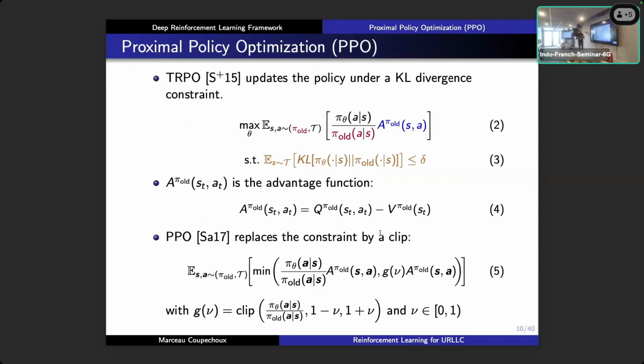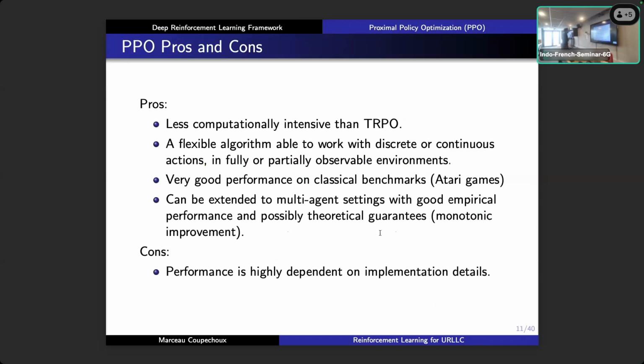So this PPO seemed to us a very good candidate for URLLC scheduling for several reasons. It's less computationally intensive than TRPO. It's quite flexible in the sense that we can work with discrete or continuous action spaces. We can work in fully or partially observable environments.